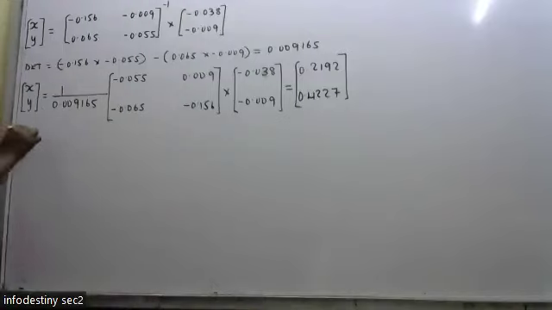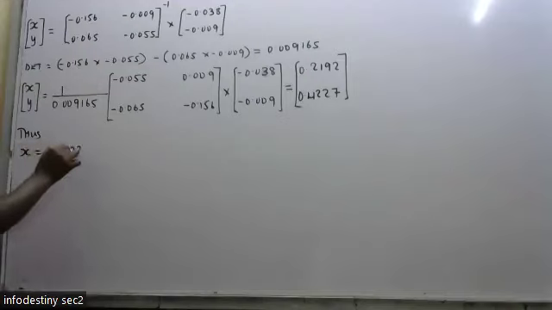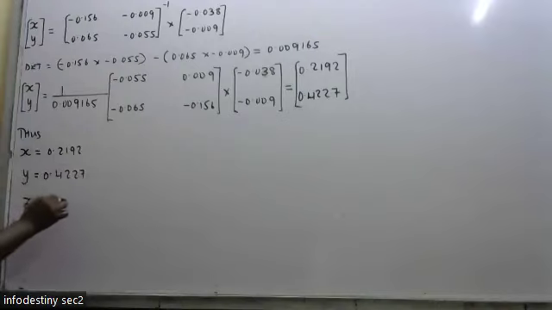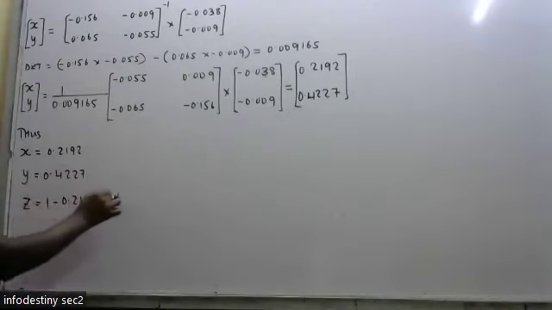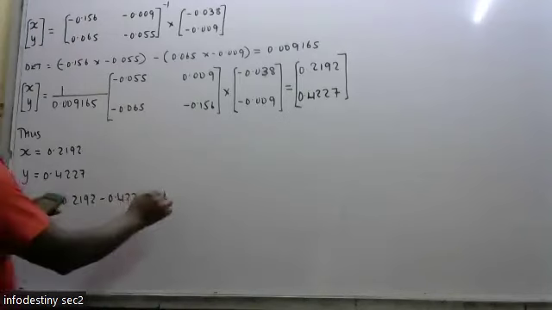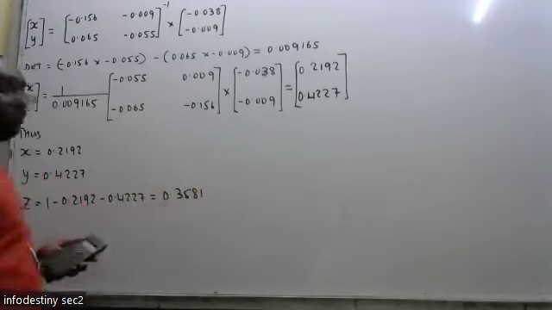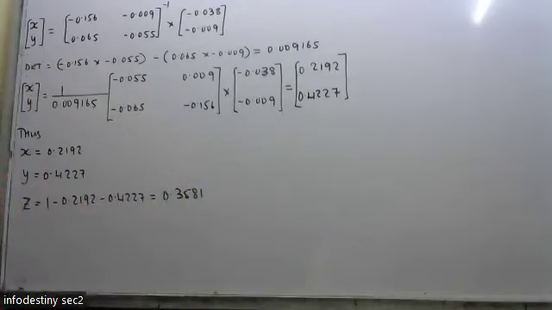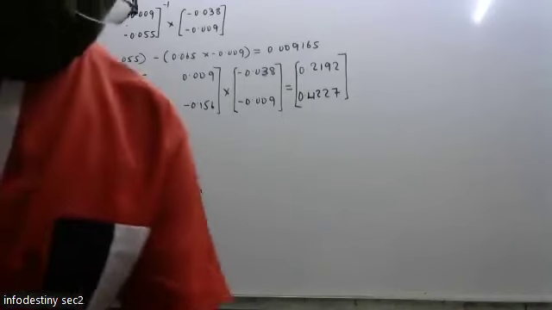So thus, x is 0.2192, y is 0.4227, and z we said is 1 minus x minus y. So this is 1 minus 0.2192 minus 0.4227, which is 0.3581. So those are the long run shares.